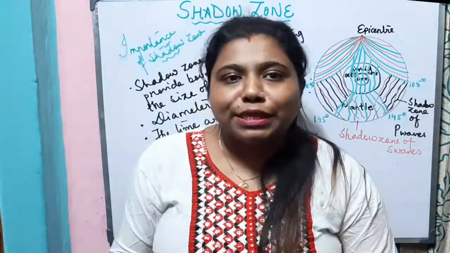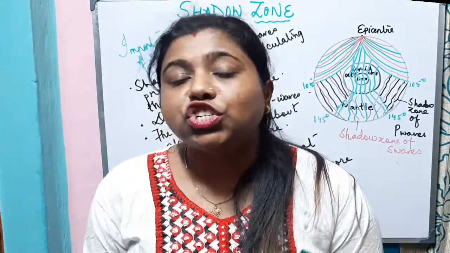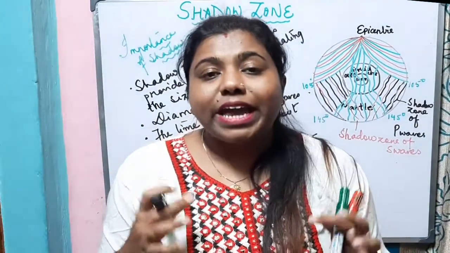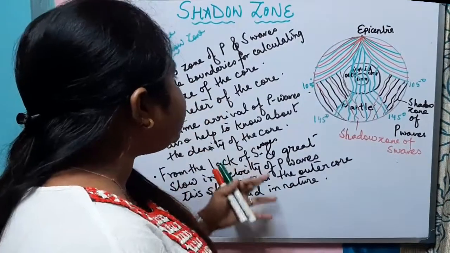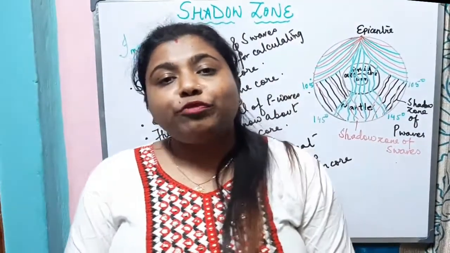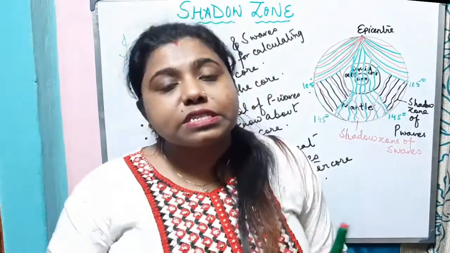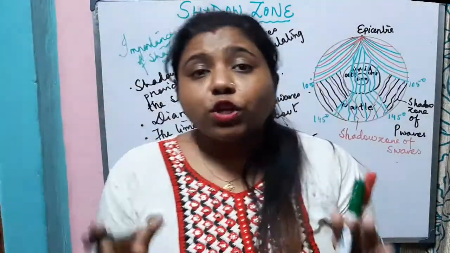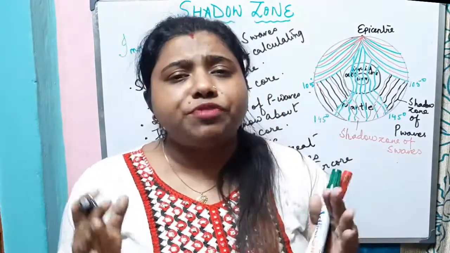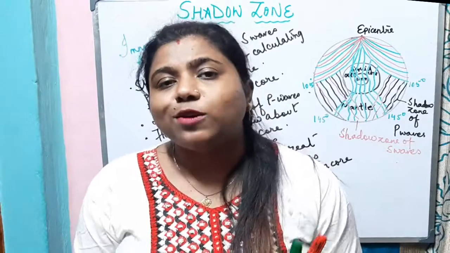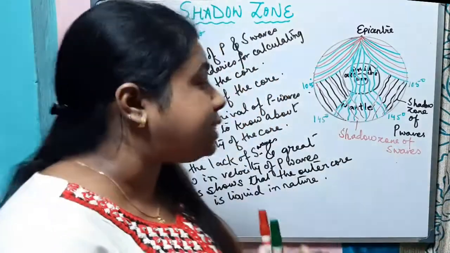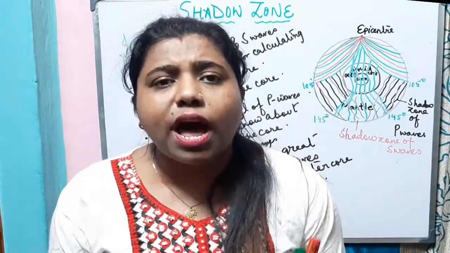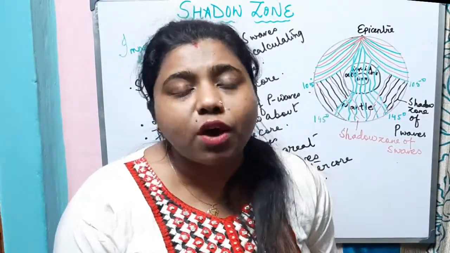So what have we learned in this video? In this video, we have learned about the shadow zone, which gives evidence that the outer core is liquid in nature, and which helps to know about the density, the diameter, the size of the core. I hope all of you understood it very well. Here we have discussed the shadow zone of P waves and S waves and also the characteristics of the waves. Today we have learned about a very interesting fact, the shadow zone of P waves and S waves, which gives us evidence that the outer core is liquid in nature. I hope this concept is very clear and you all understood the shadow zone and the characteristics of the waves.